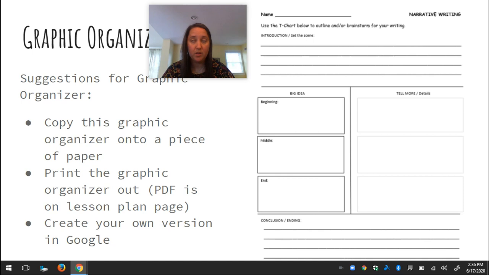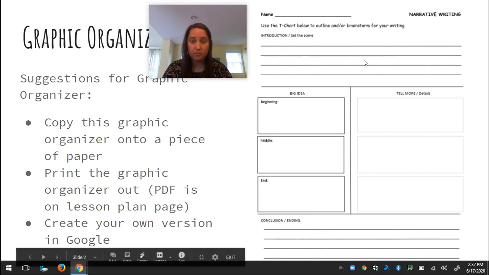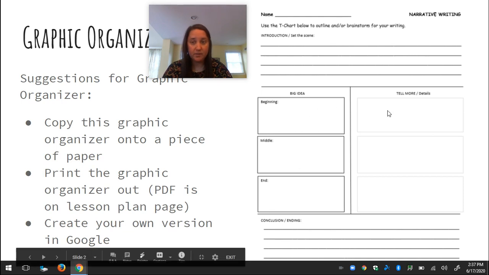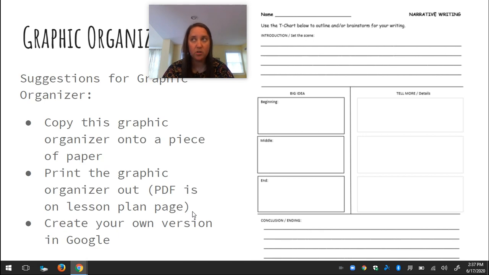What I'm going to have you do is just copy this graphic organizer either onto a piece of notebook paper, a piece of scrap paper, a piece of computer paper, white paper, whatever you have. So if you are copying it onto a piece of paper, you can pause this video now and go ahead and set up a spot at the top of your page for the introduction. You're going to leave 3 big boxes in the middle for your big ideas and your tell mores, and then leave a few lines down at the bottom for your conclusion. So if you need an adult to help you, that's fine too, or an older brother or sister to help you out with that. But just try to copy it the best you can.